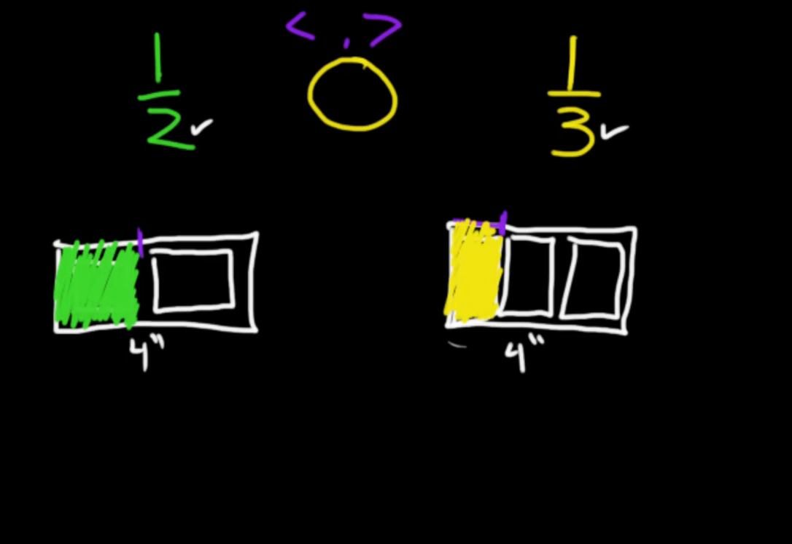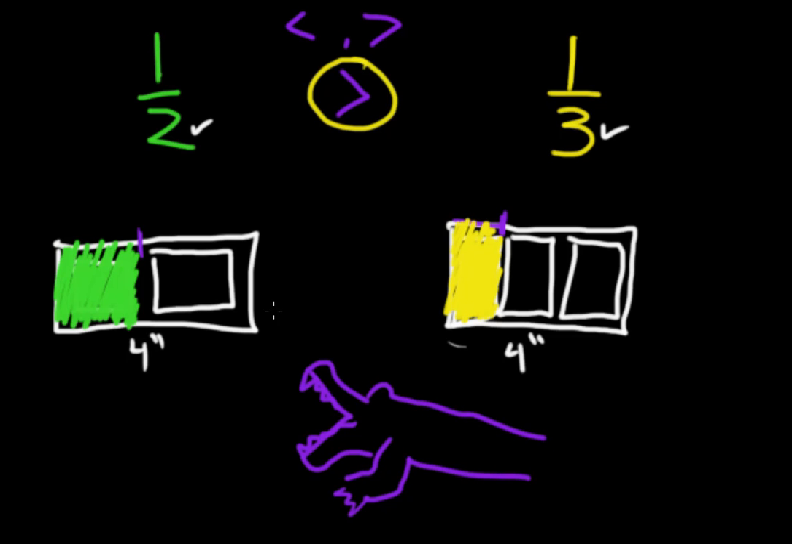Alright, so what symbol are we going to make? Well, we're going to make this symbol, right? How do you know? Well, as I told Nadia, the big side is like the mouth of a crocodile. That's how I think of it. Okay? And the crocodile always wants to eat what? The smallest or the biggest thing around? Biggest. Yeah, the crocodile always wants to eat the biggest thing around. So he's going to eat the bigger thing.